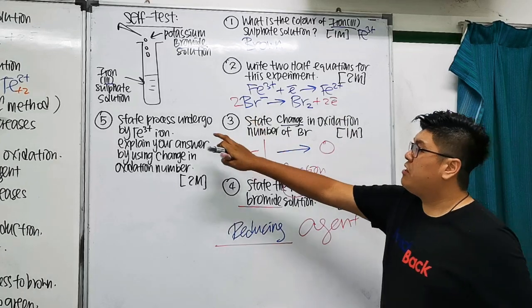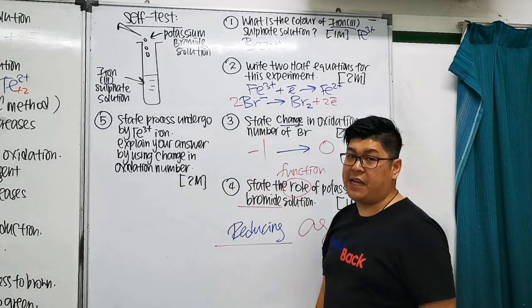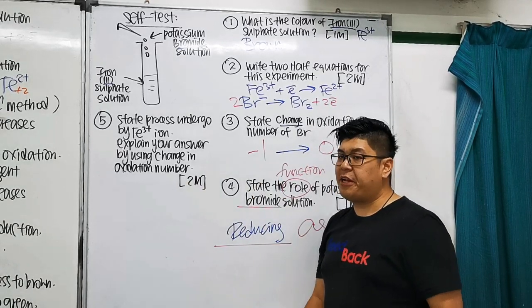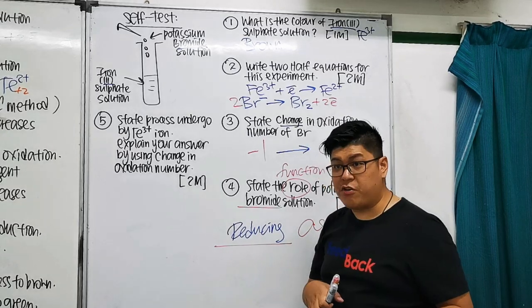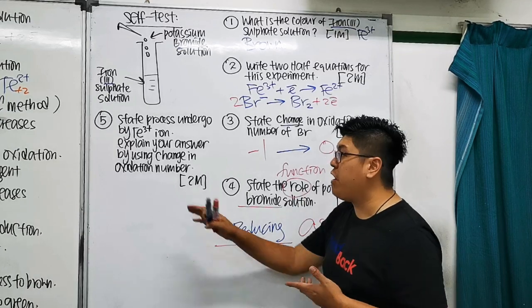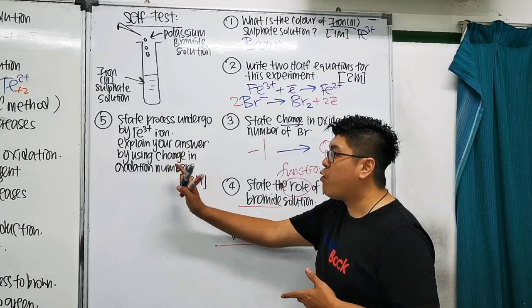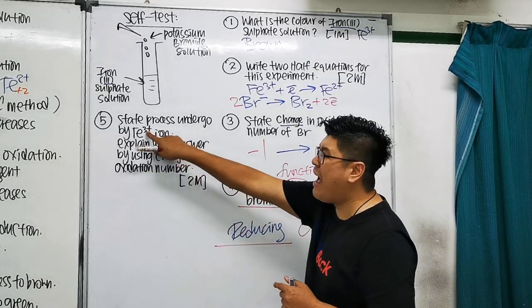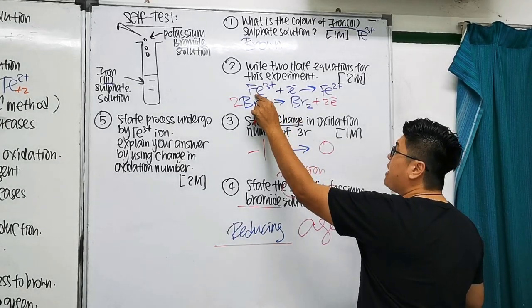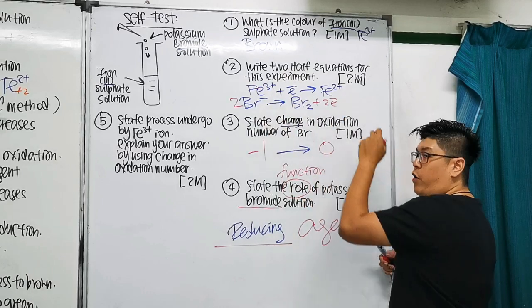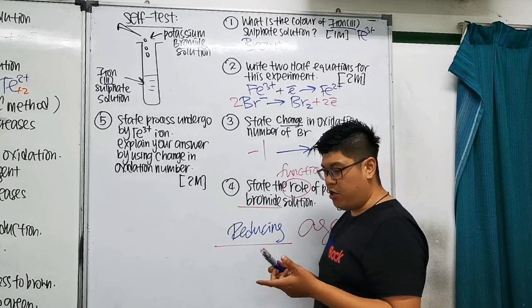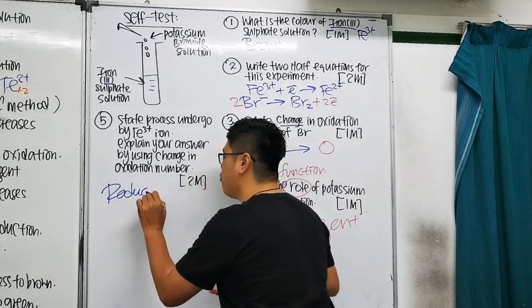Okay? Last one. Tell me the process undergone by Fe3 plus. Explain your answer by using the change in oxidation number. So in this chapter, there are only two processes, oxidation or reduction, right? So you need to know whether you undergo oxidation or reduction. How to know? They already tell you that you have to use oxidation number to explain. So everyone, let's check the oxidation number for your iron. So originally iron is Fe3 plus, so it's plus 3. In the end it becomes plus 2. Plus 3 to plus 2, as you can see, the oxidation number went down, right? When the oxidation number goes down, the process is reduction. So you undergo the reduction process.